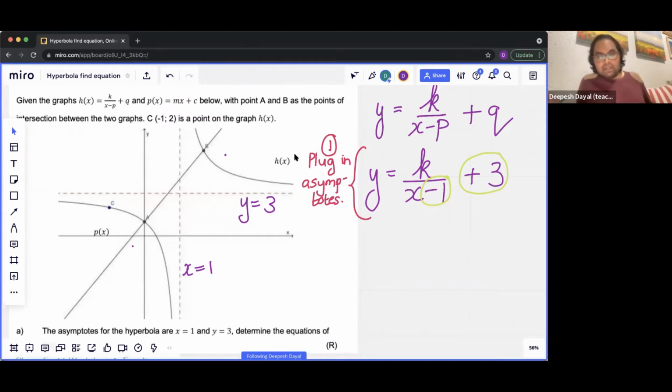Yes, so we changed the sign of the asymptote. So it will be x minus 1. That's all we do, right? Not the equation, it's just the asymptote, right? So if it's x equals 1, it will be x equals minus 1, right?